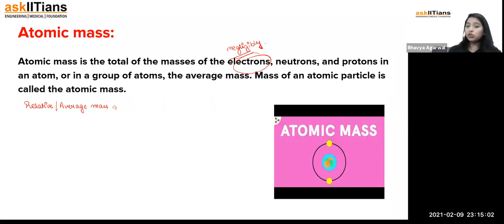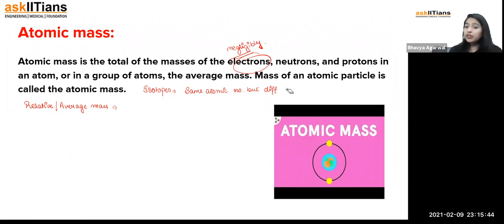You remember, right? We were talking about Dalton's atomic theory. In Dalton's atomic theory, we discussed that it's not mandatory that atoms of the same element have all the same properties and the same masses. The reason was the presence of isotopes. Isotopes are the ones with the same atomic number but different mass number.